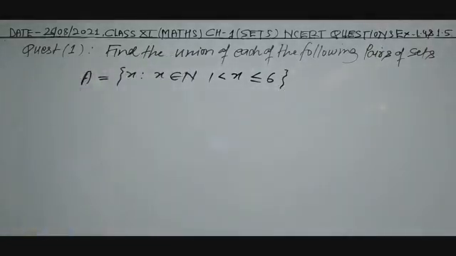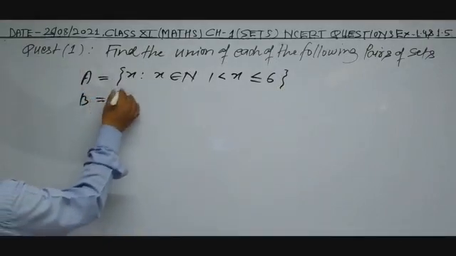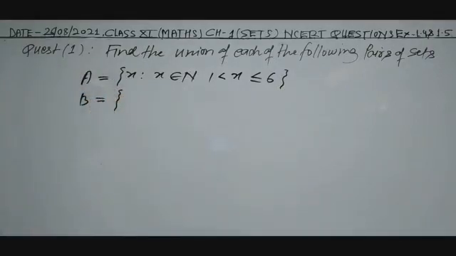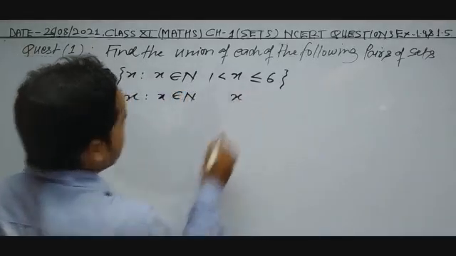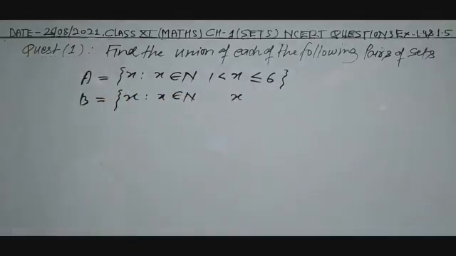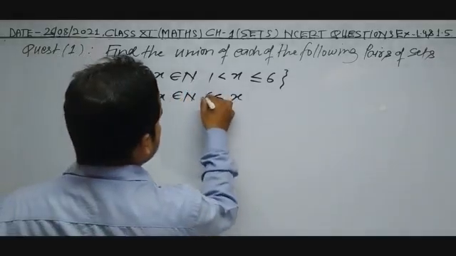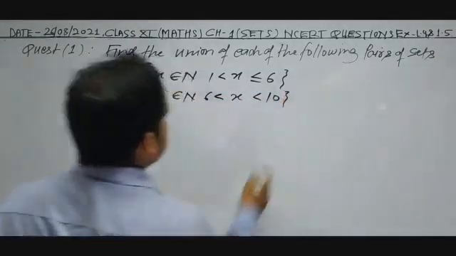Now capital B, being a non-empty set, is given as B equal to {x : x belongs to natural numbers, x is greater than 6 and less than 10}.